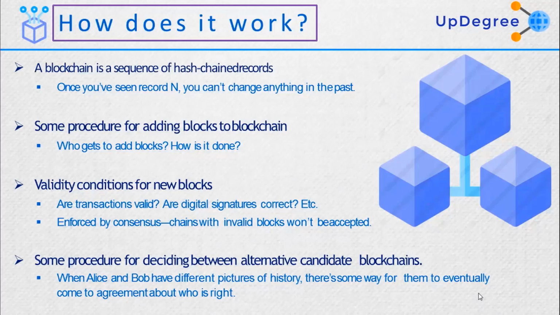What are the valid conditions for blocks? Are transactions valid? Do we need digital signatures, etc.? Or is it enforced by consensus? That also we understood, right? We need at least 51% consensus for a Bitcoin kind of mechanism. And finally, what is the procedure for deciding between alternative candidate blockchains? For example, which is the right blockchain for the right solution? We need to understand all these questions, so we'll see some answers in the forthcoming slides.